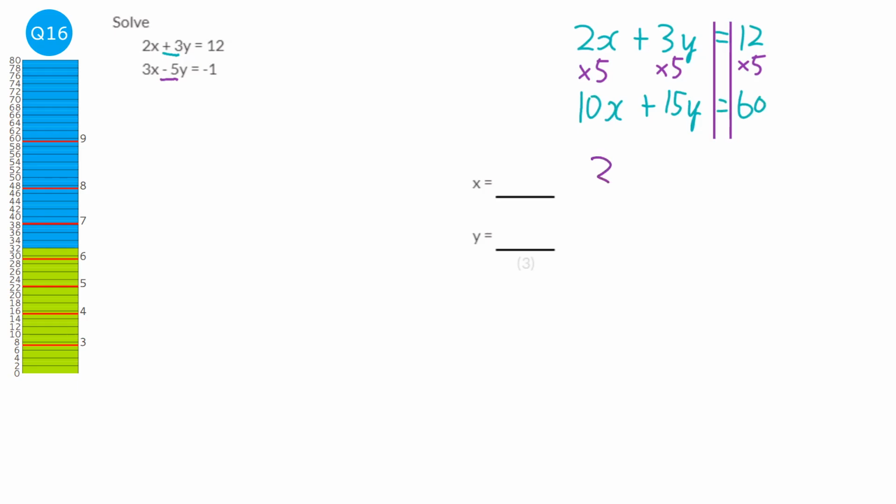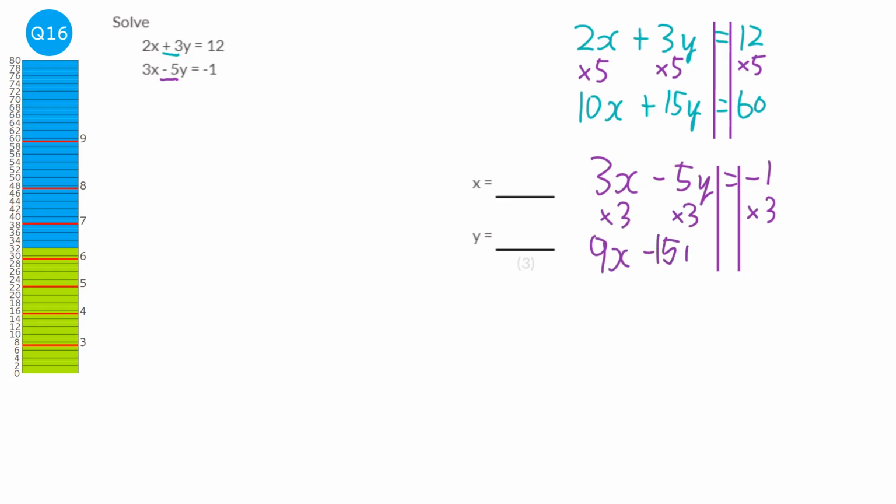Right, in the second equation, 3x minus 5y equals -1. And this time we're going to times everything by 3 to make that coefficient of y to be 15. So 3 times 3 is 9x, minus 5 times 3 is -15y, which is good, that's what we want. And then -1 times 3 is -3. So we're going to rewrite those again. And the 9x minus 15y equals -3.